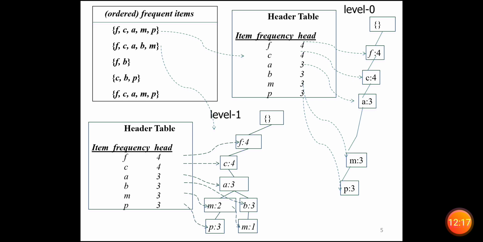The F4 means F is the item and 4 is the corresponding support count. C is an item and 4 is the corresponding support count. Likewise, for B, the support count is 3. You can refer to the second table. So it is 3. Now the level 1 is created.